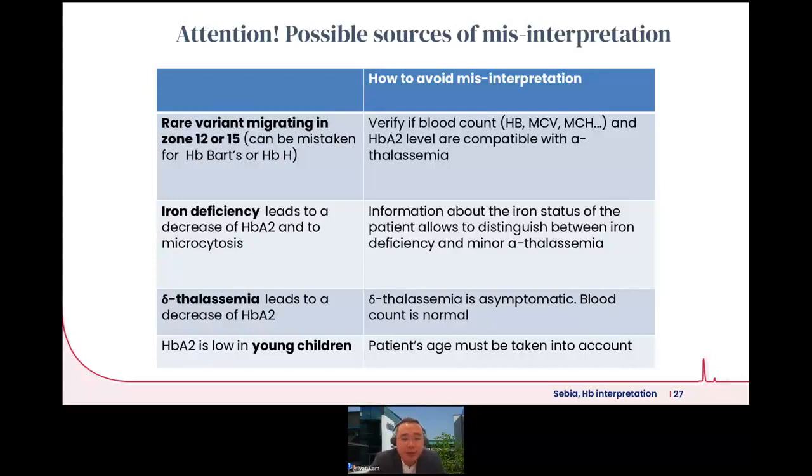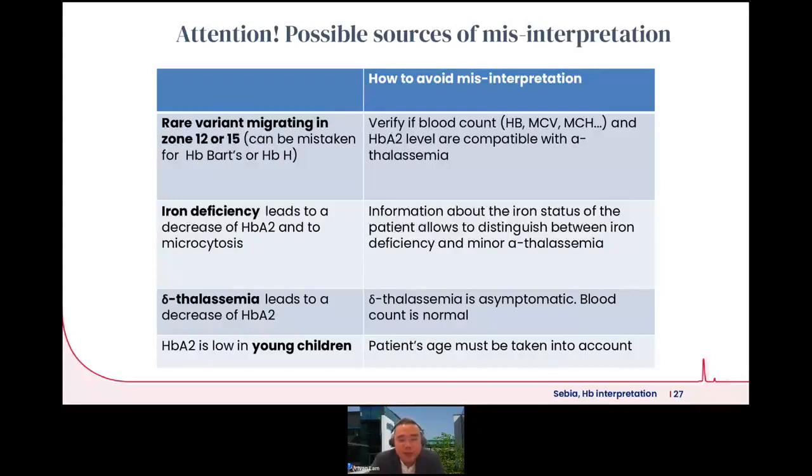In instances of iron deficiency, it can also lead to a decrease of hemoglobin A2 and microcytosis. So it's always important to rule out the iron status influences before we look at thalassemia. In instances of delta thalassemia, not so much that it's a problem, it can also lead to a decrease of hemoglobin A2. Okay, so it's important to not have that misinterpretation. It also boils back to the patient's clinical manifestations as well. If the patient is pretty much doing well and asymptomatic, this is very likely the reason instead.